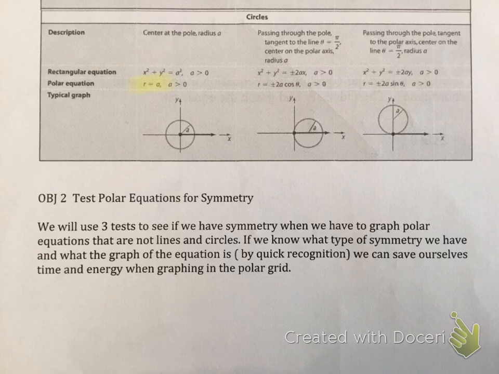If you have moved it in some manner, you get these formulas. If it gets moved to the right or the left of the pole or the origin on the rectangular coordinate system, then we get r equals plus or minus 2a cosine theta. Remember, cosine goes with x. If you moved your circle either above or below the pole, then you get the equation r equals plus or minus 2a sine theta. And by the way, all these hold as long as whatever value you have is greater than 0.